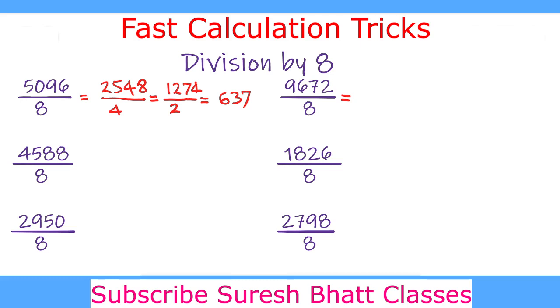Now we go to the next question, which is 9672. We half it, and half of 96 is 48 and half of 72 is 36. So half of 9672 is 4836, and we now further half 4836. Half of 48 is 24 and half of 36 is 18. So half of 4836 is 2418, and we further half 2418. Half of 24 is 12 and half of 18 is 9. So our answer is 1209.